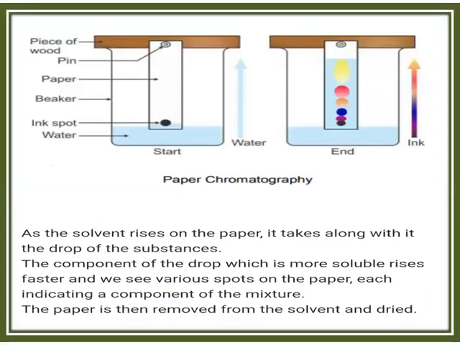After a while, we can see that as the solvent rises on the paper, it takes along with it the drop of the substance. The component of the drop which is more soluble rises fast, as in the picture, the yellow component. We see various spots on the paper, each indicating a component of the mixture. The paper is then removed from the solvent and dried to take out the components.